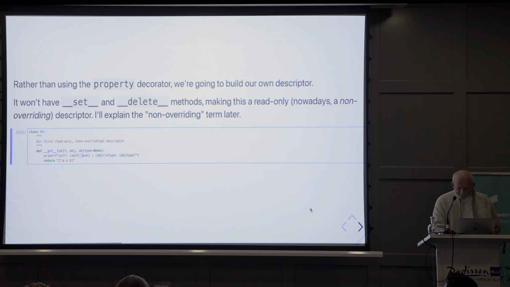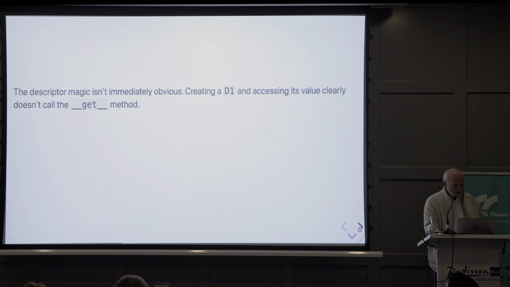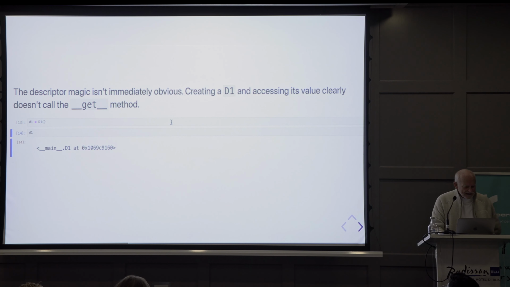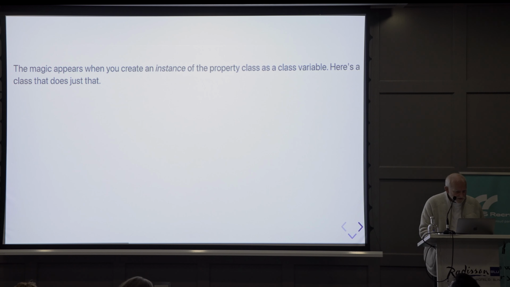Now, if we use that on its own, we don't actually see the descriptor magic happening. If I create an instance of D1, and I then access it as a value, it just says I'm an instance of D1. So the descriptor instance isn't actually doing anything special in that case. It just behaves like a normal class.